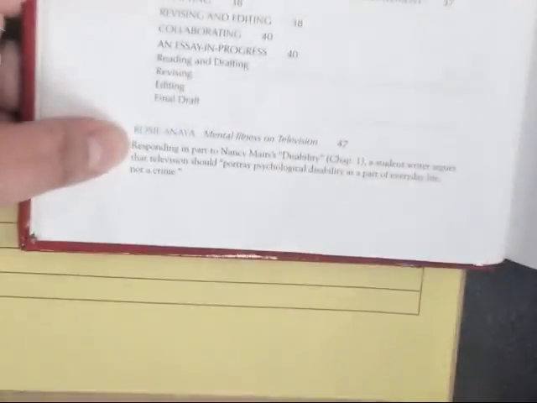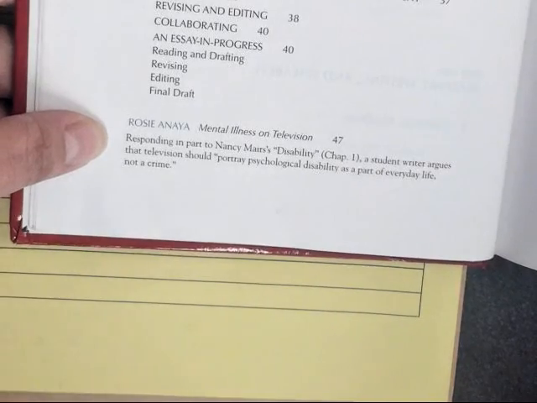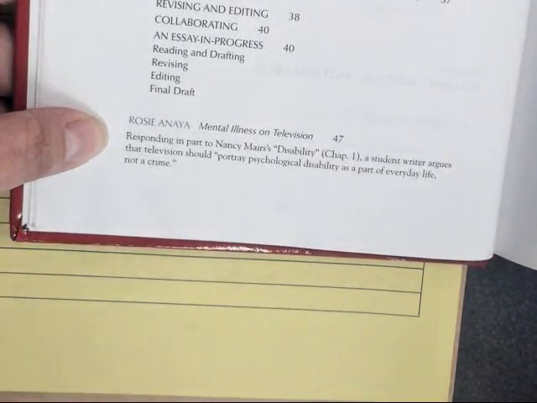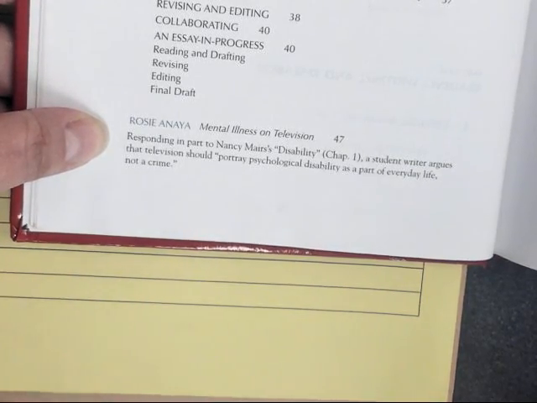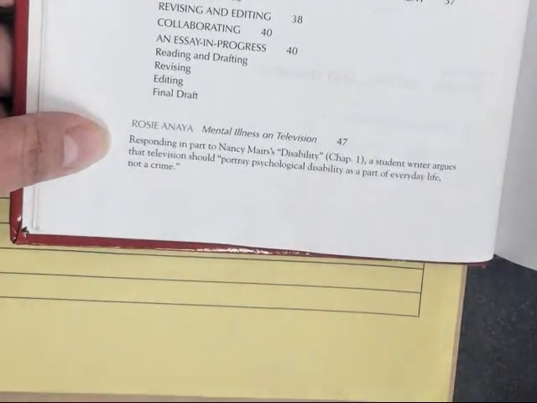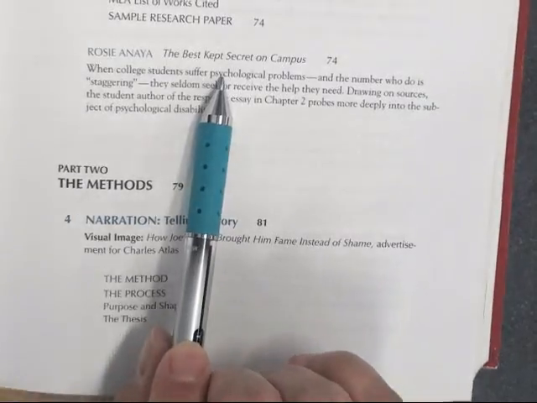All right? We just read an essay by Rosie Anya, and this is another one she wrote about mental illness and how it is depicted on television. So if you're worried about that, anxiety, depression, any of those types of topics, this might be something you would be interested in reading. Like I said, if something appeals to you, jot the title down on the back of your sheet. We just read The Best Kept Secret on Campus.